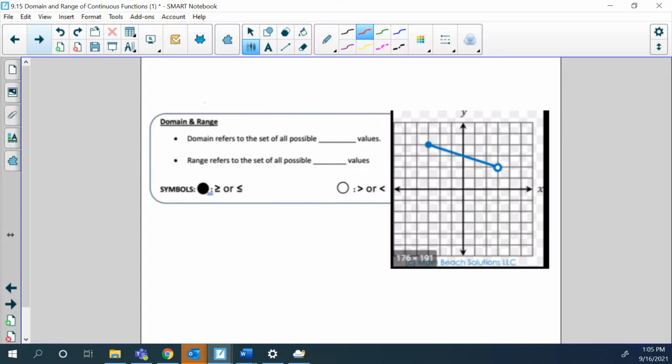All right, just like yesterday, we said domain refers to the set of all possible input values, and those are going to be your x values. Those are going to be your x coordinates or your x values. Then range refers to the set of all possible output values, and those are going to be your y values. All right.